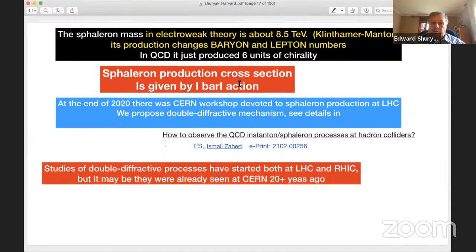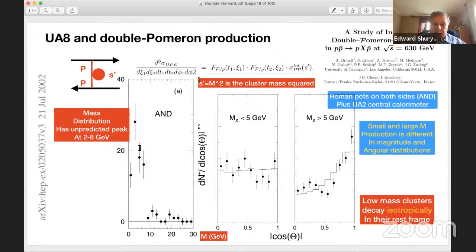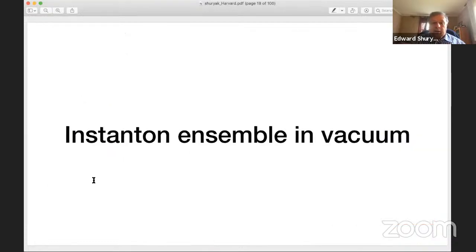However, QCD sphalerons can be produced. We recently wrote a paper about it. Some efforts are going on at the LHC at CERN and at Brookhaven, and there were even some clusters which we think are QCD sphalerons, but that needs to be proven. Okay, I'm speeding up because I had a very slow start.